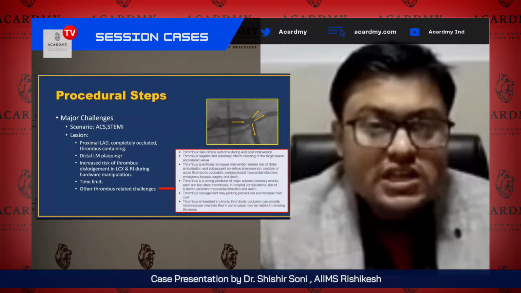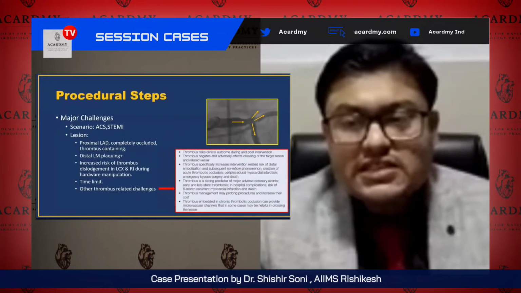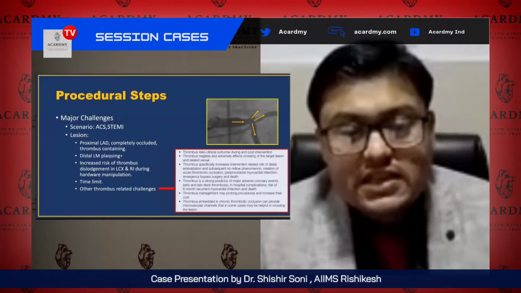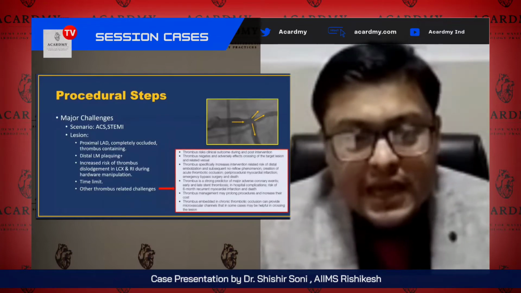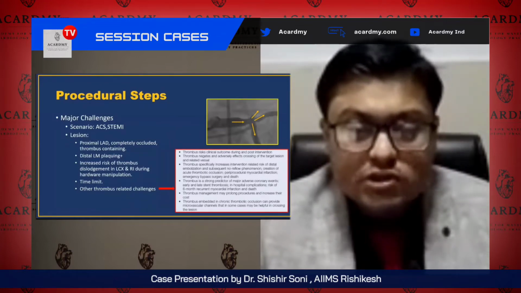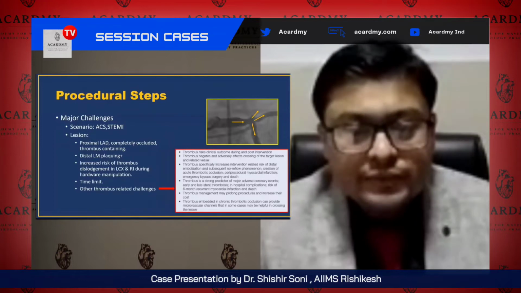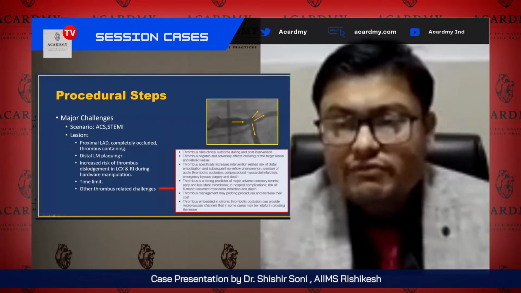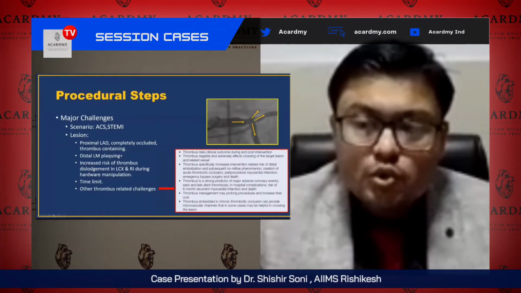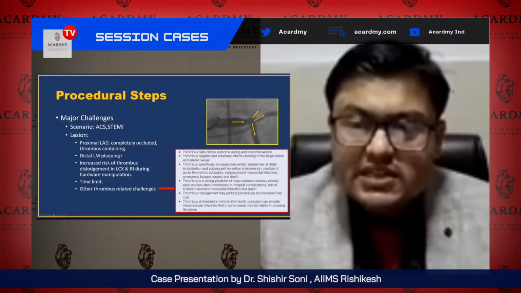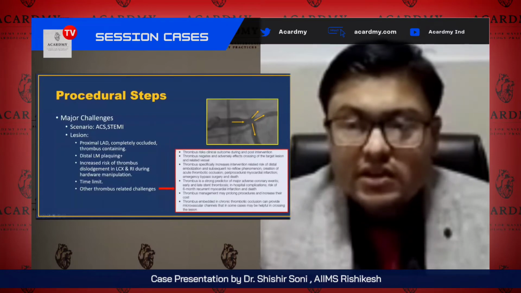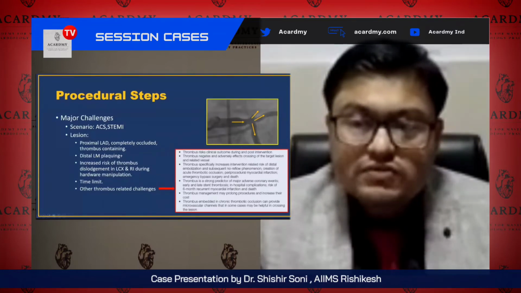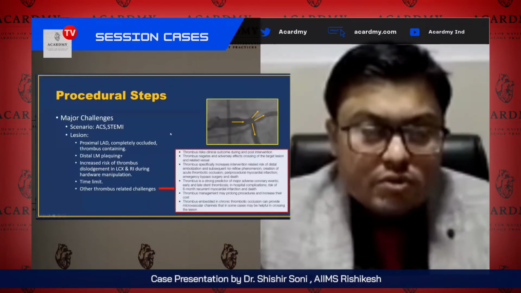Then the procedural steps. The major challenge in this scenario was that this case was ACS and STEMI, and the proximal LAD was completely occluded and thrombus containing, as shown in this figure. There was distal left main plaquing with two other major branches, ramus intermedius and LCX, which were equally important, and then the LAD which we have to salvage.